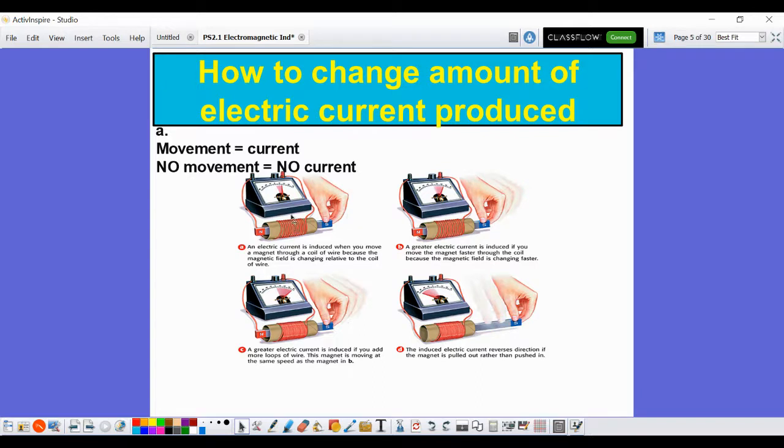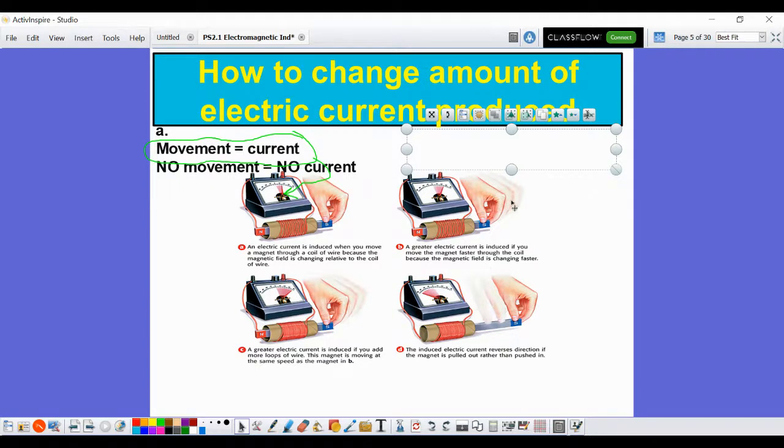So this particular picture is actually going to show movement, and it's going to show movement because there is electrical current being produced right there. That's what that red line shows us, okay? And that person is moving this particular magnet. In letter B, okay, what you're going to fill in the blanks with over there is this. If you look at this picture, it says a greater electrical current is induced if you move the magnet faster through the coil.